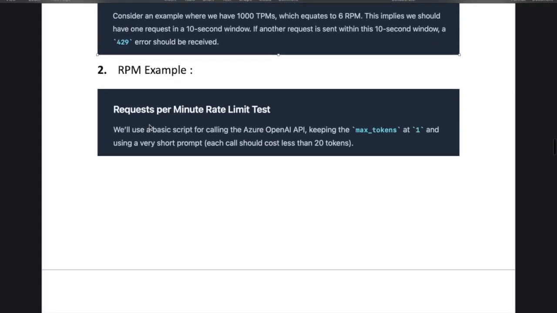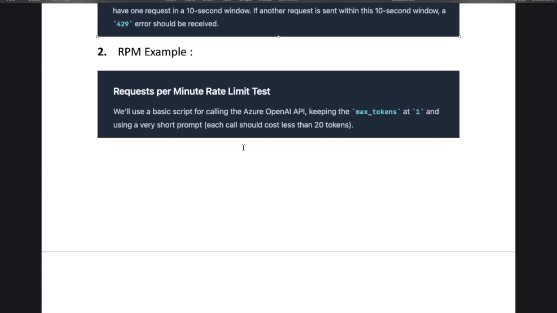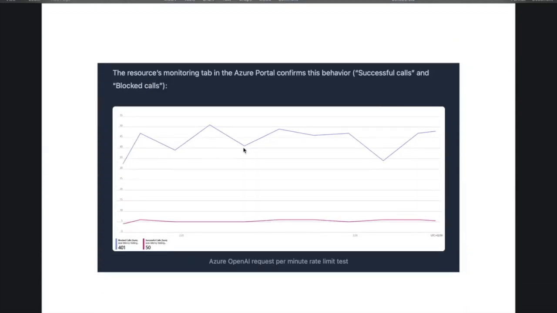Okay, so here is what you can do for these rate limit tests while you're building your AI agents. We'll use a basic script for calling Azure OpenAI, which I'm using as an example. Keep the max tokens at 1. Now your TPM will not be hit, because your TPM is calculated on the basis of max tokens. And let's say your prompt is also less than 20 tokens, but your TPM limit is high, let's say 1500 or something. So when you call the request, you will see a graph like this.